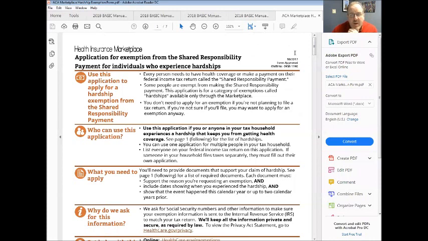Okay, so what I have up here right now is the application that we would use if we want a marketplace exemption, and basically we're asking for a hardship, okay?